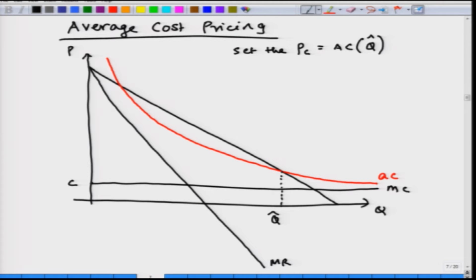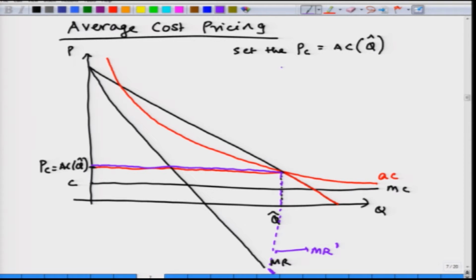Now, let us see whether this will work. Essentially we are keeping a ceiling price here. This is the PC, which is equal to AC of q hat. Now we are altering the demand curve. The demand curve for the monopolist now is this flat portion and then this portion. If the demand curve is altered, the marginal revenue curve also will be altered. The new marginal revenue curve is going to be perfectly flat until this portion, and then it will follow the old marginal revenue curve. So, this would be the new marginal revenue curve.